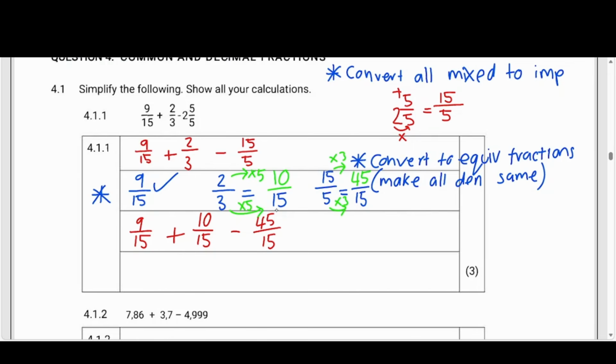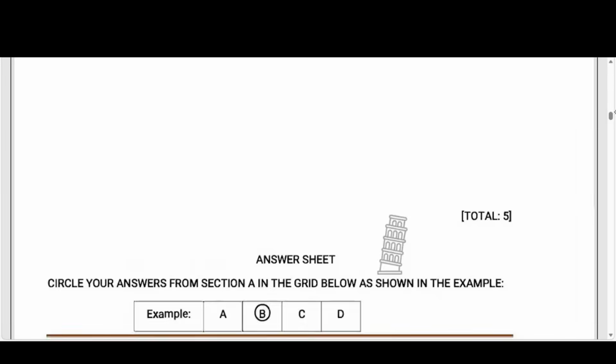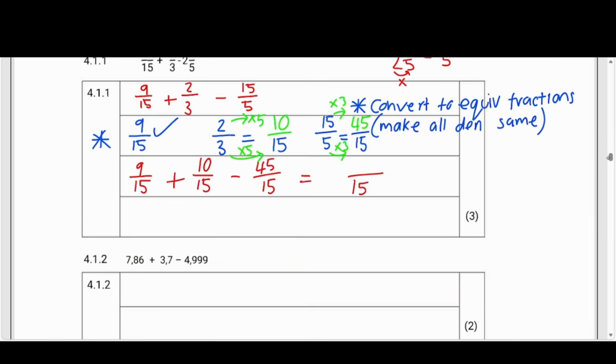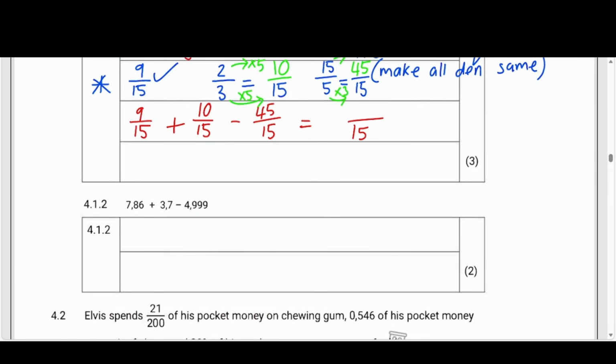So we can see now they all have the same denominator. They all got the same base. So now we can just add the tops. We keep the bottom the same. So the bottom is going to be 15. At the top, we got 9 add 10 is 19. 19 take away 45. That's what we're working out. I think we are allowed calculators in this. Let's just check. Yeah, calculators are allowed. So we just do 19 take away 45. It's going to give me negative 26 over 15.